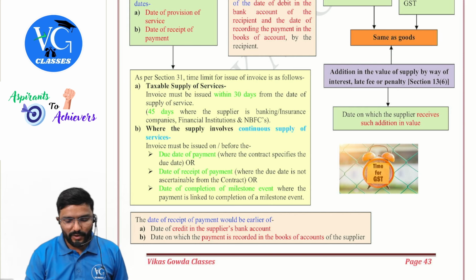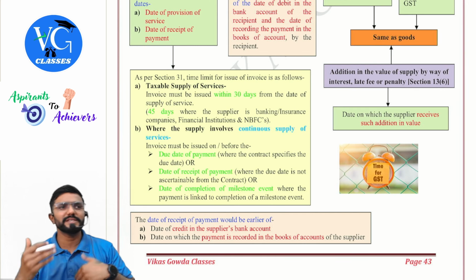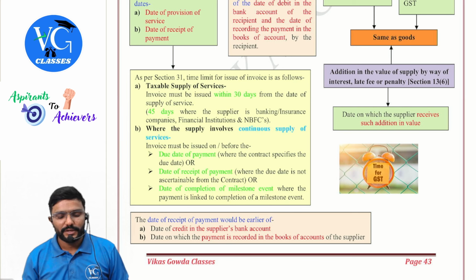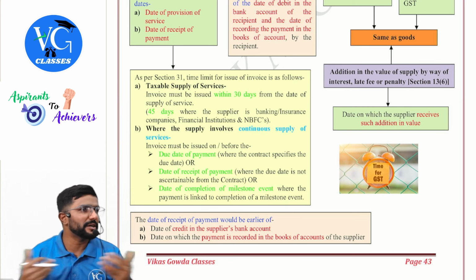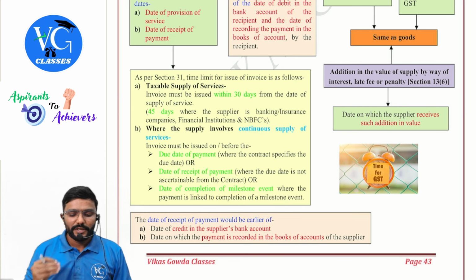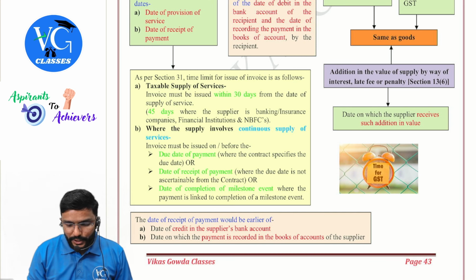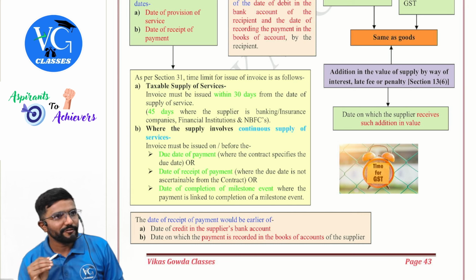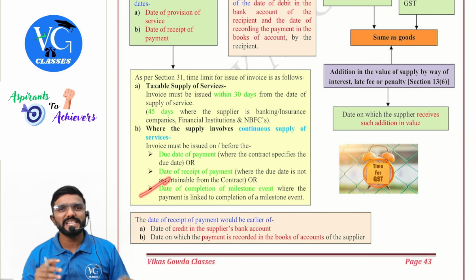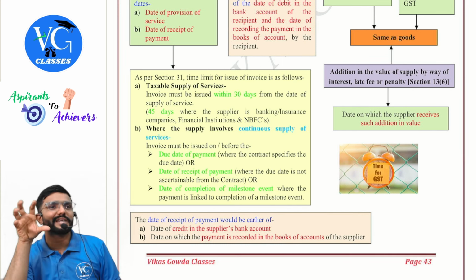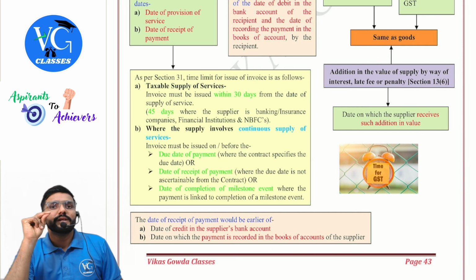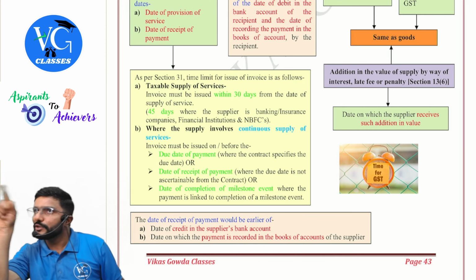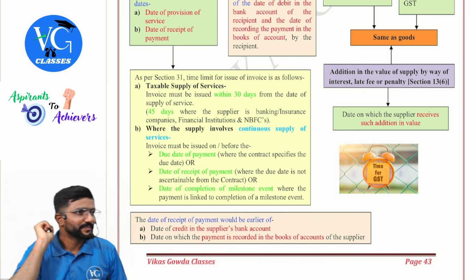Standard. Sir, what if it is continuous supply of services? We are giving services continuously. Then the invoice must be issued on or before the due date of payment as per the agreement between supplier and recipient. If there is no due date mentioned in the agreement, then the actual date of payment. Or if the payment is linked to the completion of some milestone event, guys. For example, the recipient has told, if you complete so much of work, you will get 2 lakh. Another so much of work, another 3 lakh, like that.